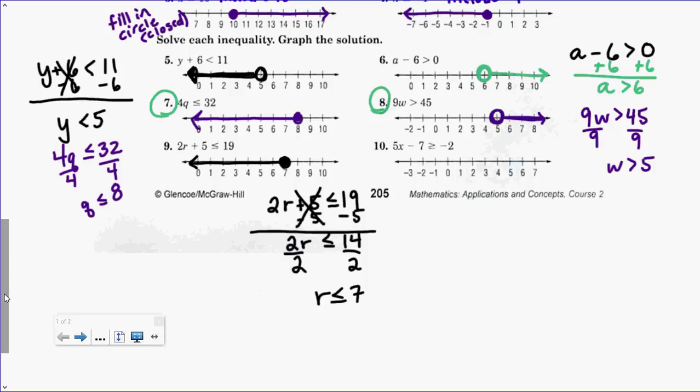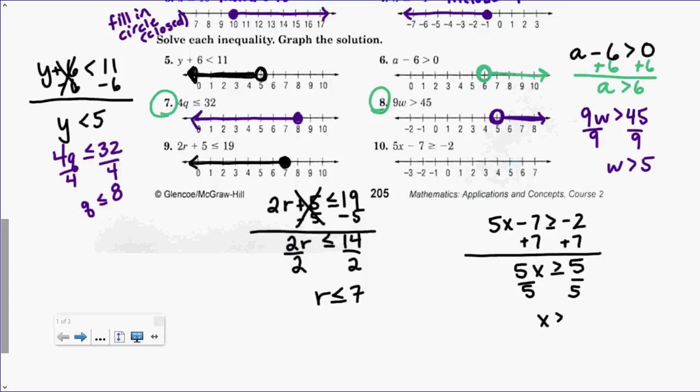Okay, go ahead and try number 10 on your own. This one says 5x minus 7 is greater than or equal to -2. Go ahead, try that on your own and pause it. Okay, did you get that 5x is greater than or equal to +5? And then you divide both sides by 5, and x is greater than or equal to 1. Okay, did you fill it in at 1? And did you include all the numbers to the right?